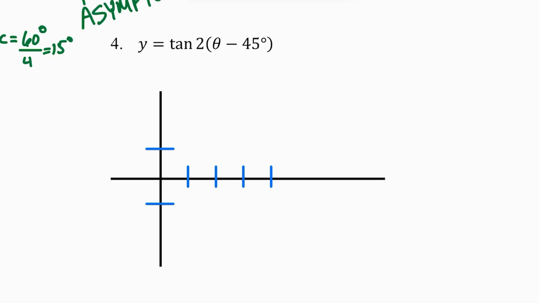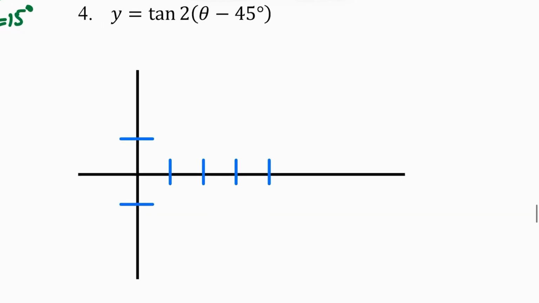So let's look at this next graph. So we have tangent of 2 and then parentheses theta minus 45 degrees. So 45 degrees is going to be my starting point. So that's going to be my middle. And remember that with tangent, we move the middle and go 2 left and 2 right. So 45 degrees is going to be my middle point, and I have tick marks here, so it's kind of giving you a little spoiler, but here is going to be my middle point at 45 degrees.